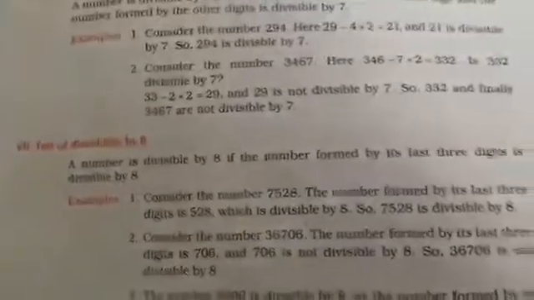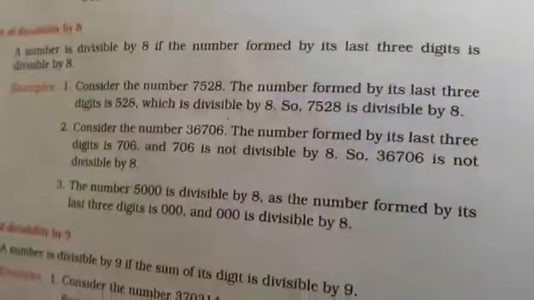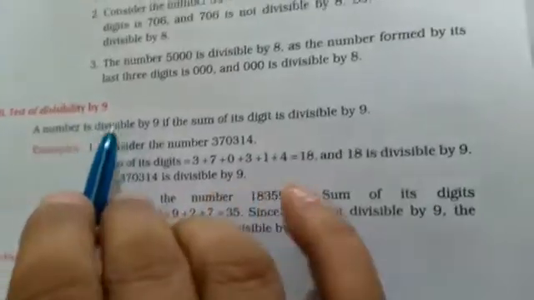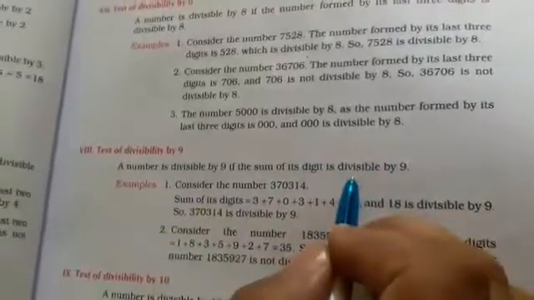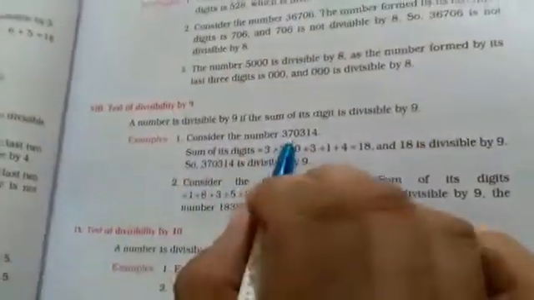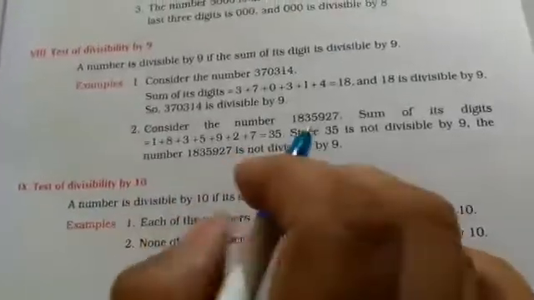Next we will see the test of divisibility by 8. A number is divisible by 8 if the number formed by its last 3 digits is divisible by 8, or the last 3 digits are 0, then the whole number will be divisible by 8. Next we will see the test of divisibility by 9. A number is divisible by 9 if the sum of its digits is divisible by 9. It is the same as the divisibility rule of 3. If the sum of all the digits is divisible by 9, then the whole number will be divisible by 9. Now the test of divisibility of 10. If the last digit is 0, then the whole number will be divisible by 10.